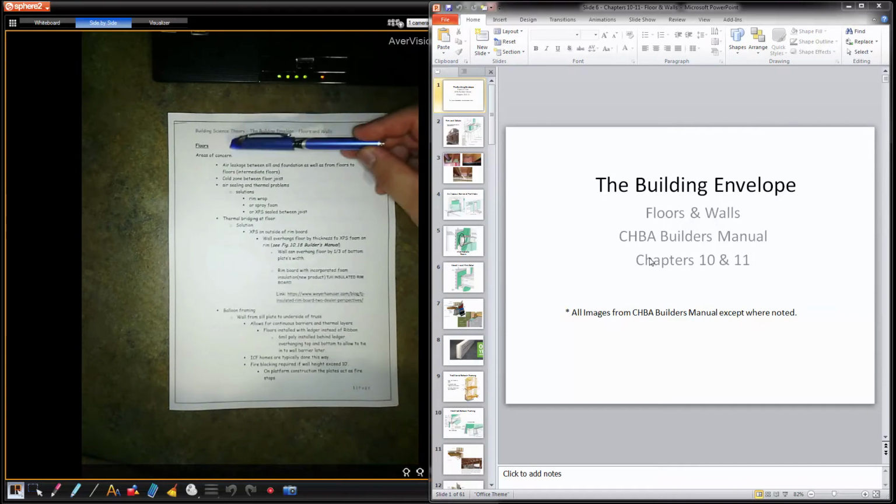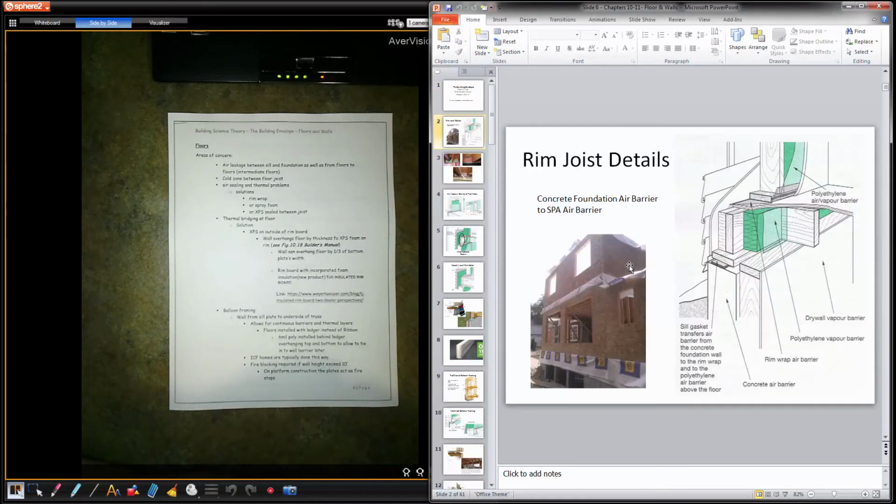So floors, areas of concern. Some of these things we've already discussed, but we'll go over them again. Air leakage between the sill and foundation wall, as well as from floor to floor, so intermediate floors. An intermediate floor would mean the floor system between the first and second floor.